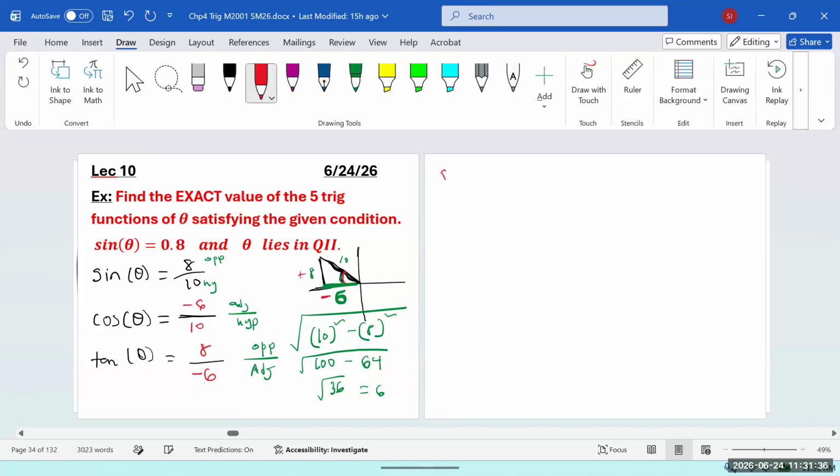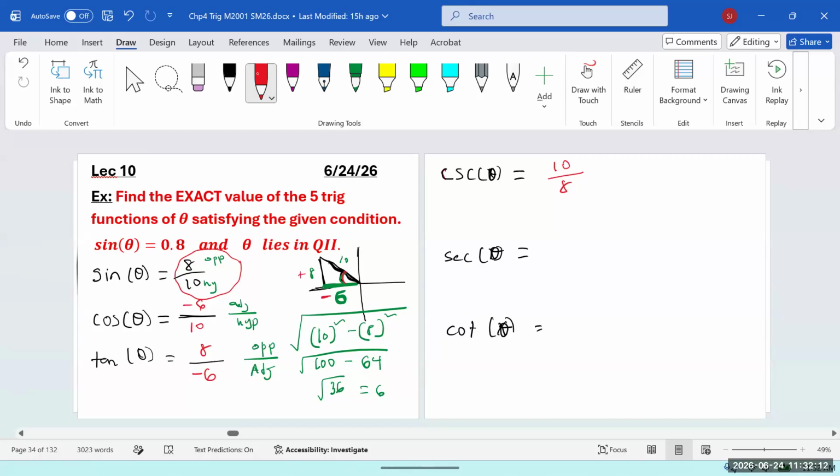Okay, so we know sine, cosine, tangent. So that means we have cosecant, secant, and cotangent. Oh, sorry, it's tan. So who can tell me the cosecant? What will be the cosecant of the angle? 10/8. It's the reciprocal of sine. So whatever we have for sine, flip it, it becomes cosecant.